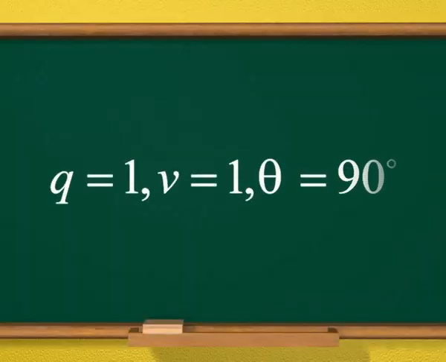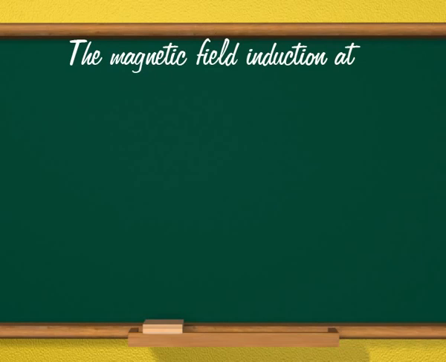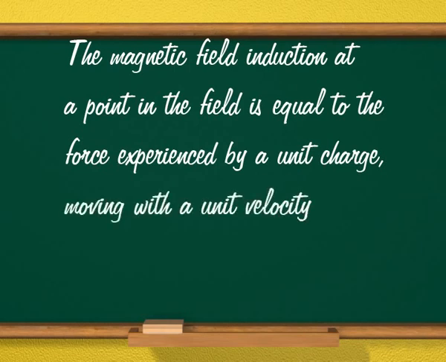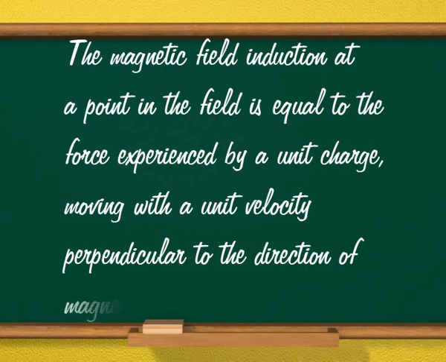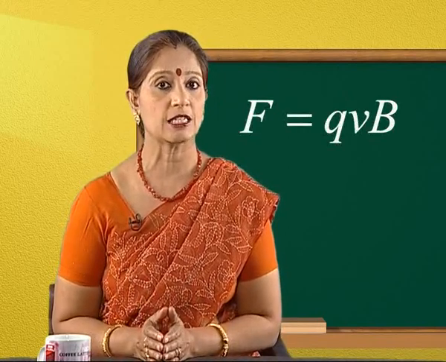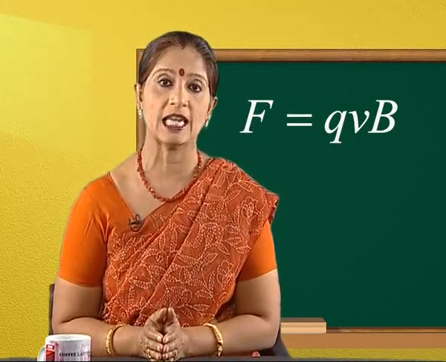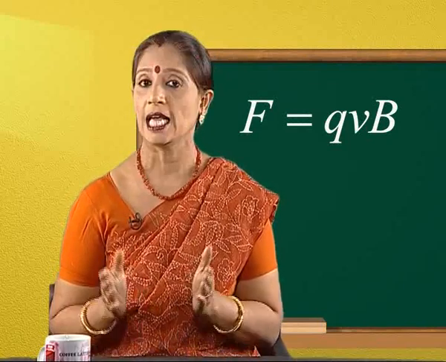If we take Q and V to be unity and theta as 90 degrees, the force becomes equal to the magnetic field induction. That is, the magnetic field induction at a point in the field is equal to the force experienced by a unit charge moving with a unit velocity perpendicular to the direction of the magnetic field at that point. If the charged particle is moving perpendicular to the direction of the magnetic field, the force due to the magnetic field becomes QVB. It means if a charged particle is moving along a line perpendicular to the direction of the magnetic field, it experiences maximum force. The direction of this force can also be determined by Fleming's left-hand rule.